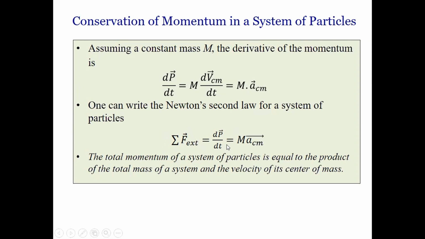So the rate of change of momentum, or the net force, is equal to mass times the acceleration of the center of mass. So the total momentum of the system of particles is the product of the mass of the system multiplied by the velocity of the center of mass, and the rate of change of this momentum is the external force, and it is given by the acceleration of the center of mass.